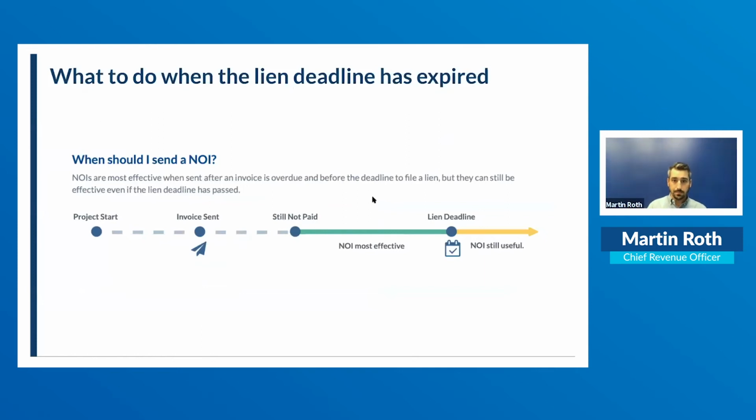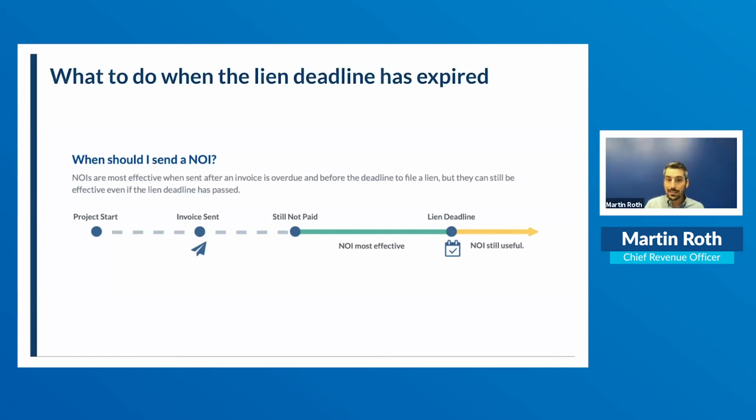And then what to do when a lien deadline has expired. This is really important because you may go look at your receivables after this call, you can go run your aging and look at everything that's over 90 days. And then you cross-reference that with the state that the project is in, and you find out, oh no, the lien deadline is expired. Not all is lost. You can still use that notice of intent to lien to pull that invoice to the top. The company still owes the money, right?